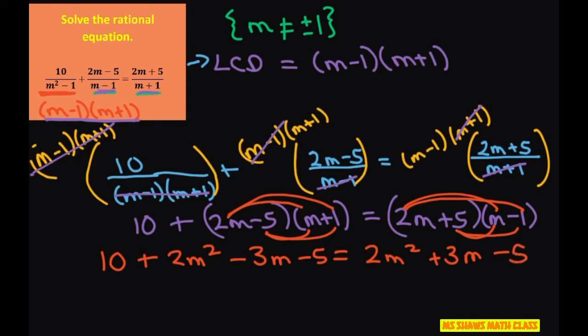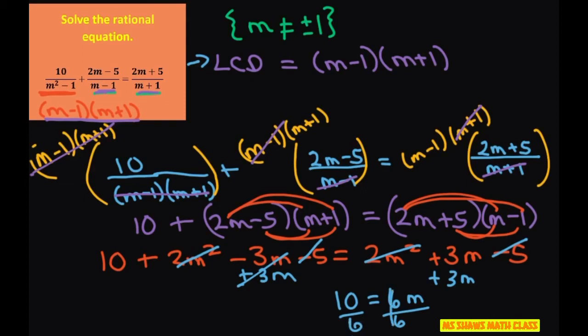Now let's simplify this. If you add 5 to both sides, these cancel. The 2m squareds cancel, because you subtract 2m squared from both sides. So let's go ahead and add 3m to both sides, and that's going to cancel that. So you get 10 equals 6m, sorry, 3 plus 3 is 6, not 3. Divide both sides by 6.